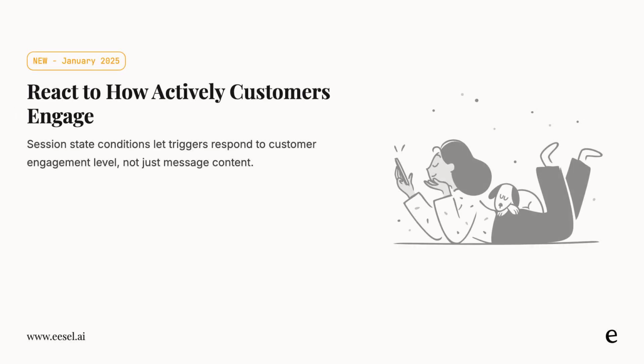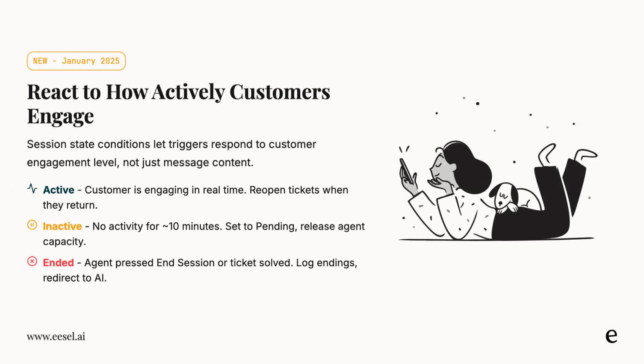In January 2025, Zendesk added session state conditions. Active means the customer is engaging right now. Inactive fires after roughly 10 minutes of no activity, useful for pausing SLAs and releasing agent capacity. Ended fires when the agent closes the session. These 3 states let you manage workload in ways that were not possible before.